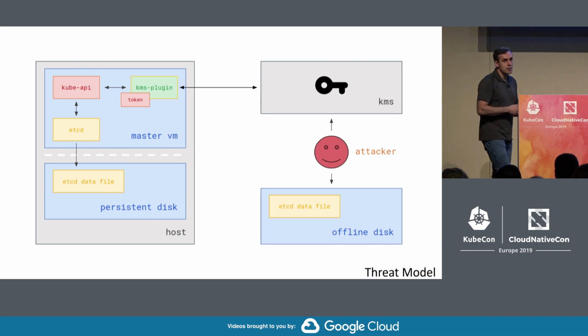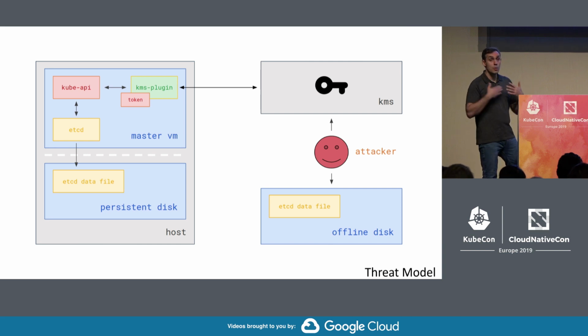So in our threat model, we assume that attackers have complete access to an offline image of the master. So think of a scenario where attackers were able to get a backup of the master VM, or they were able to get a clone of the master VM. We also need to assume, because we're interacting with a cloud service, that KMS is accessible over the internet, and that KMS plugin must be running in a security context that allows it to make encrypt-decrypt calls against the KMS.